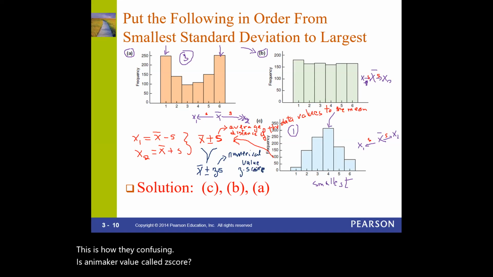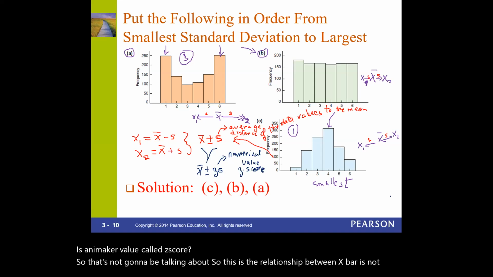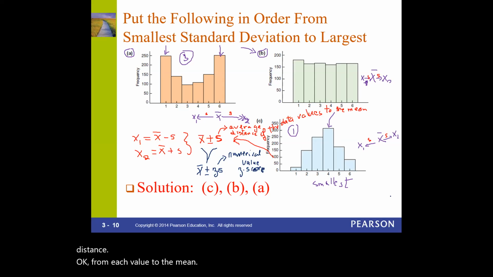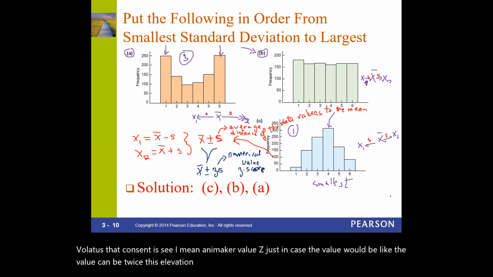So that's what we're going to be talking about. This is the relationship between x bar and the standard deviation. Again, x bar is the mean, and s is how far each value is from the mean, an average distance. We'll have to use a numerical value z, just in case the value is twice the standard deviation away from the mean, or 3 times the standard deviation away from the mean, etc. We're going to be talking about that soon.